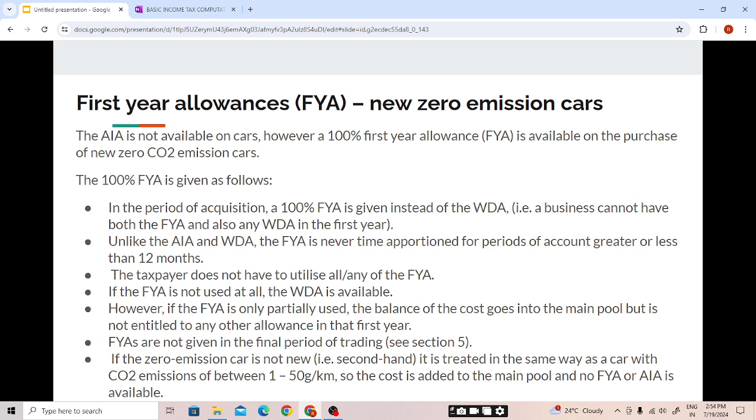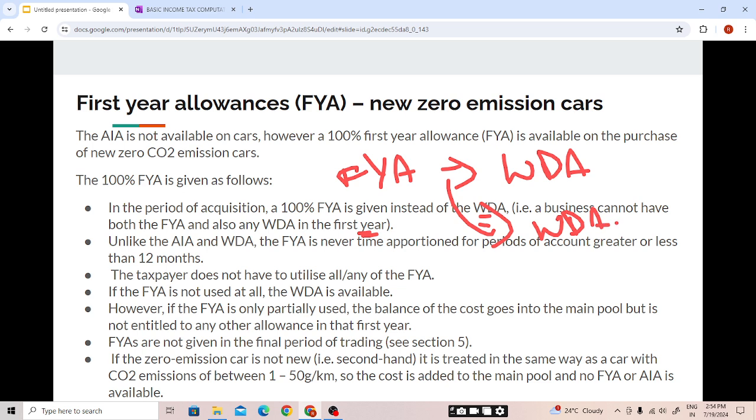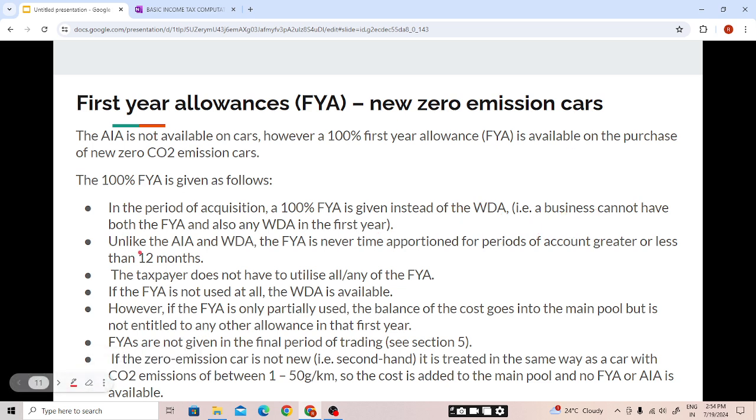So in the period of acquisition, 100% FIA is given instead of the WDA. A business cannot have both FIA and also any WDA in the first year. So if you claim FIA, you can't claim WDA in the same year. You can claim WDA from next year. Unlike the AIA and WDA, the FIA is never time apportioned for periods of account greater or less than 12 months. So AIA we were adjusting as per the accounting period. But when coming to FIA, we will not adjust it because, students, we are providing on the whole value of the asset.